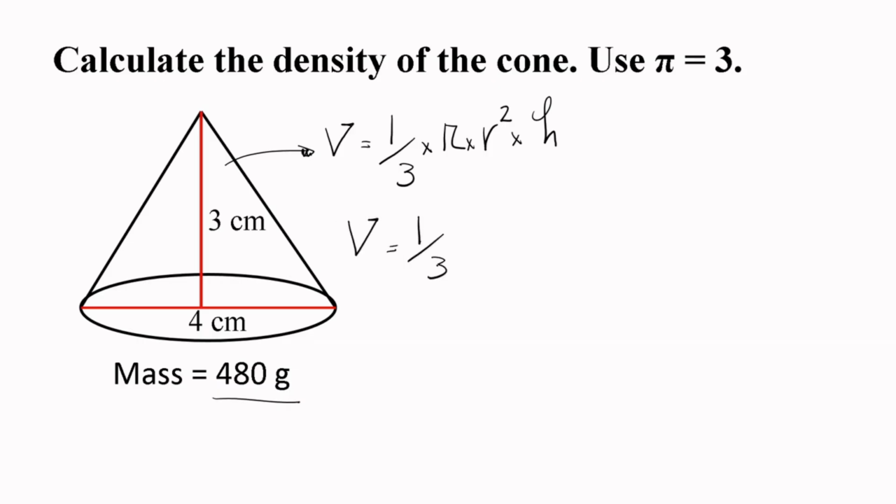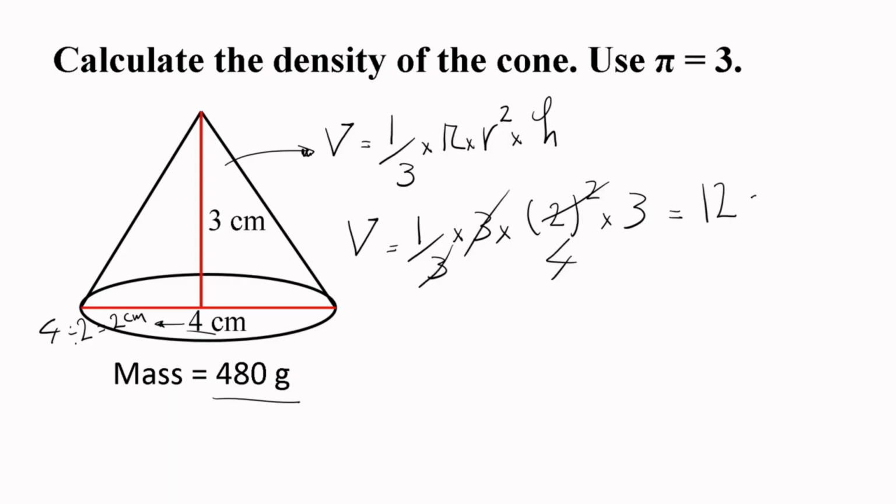1 over 3. Do I have pi? Yes, the question says you can assume that pi is equal to 3. Do I have the radius? No, I have the diameter of the circle. The only thing that I need to do is divide this value by 2. As I told you before, it's going to be 2 centimeter. So 2 to the power of 2 and height is 3. It's going to be 4. These two values are going to cancel each other out, and the final answer is going to be 12 cubic centimeter because I have dimensions based on centimeter.